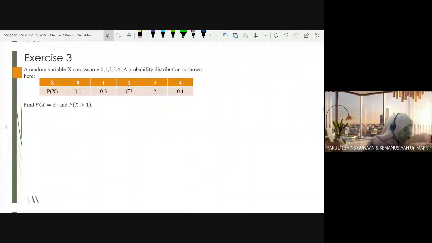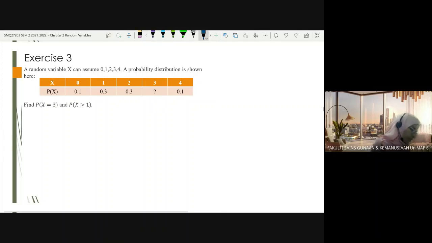Now, exercise 3. A random variable x can assume 0, 1, 2, 3, 4. So x can take any values from 0 until 4. A probability distribution is shown here. Find P(x = 3) and P(x > 1). Okay, can you try?